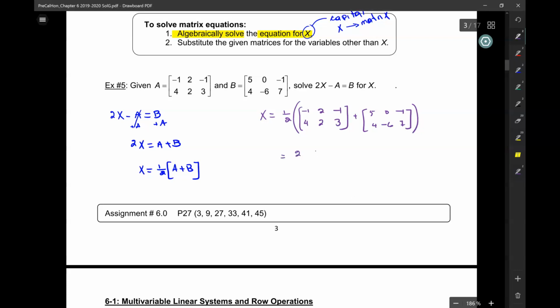I have a 2, 1, -1, 4. Are we all in agreement? That's matrix X. Awesome. Okay?